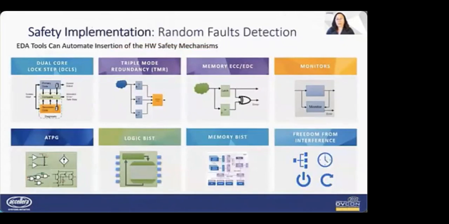The way to reduce the risk of random faults is to add safety mechanisms to the design. Here we show some examples of common safety mechanisms, such as core redundancy and temporal diversity, ECC memory protection, as well as monitors for voltage or temperature deviation from the specified working range. These can cause an unintentional behavior of the design.